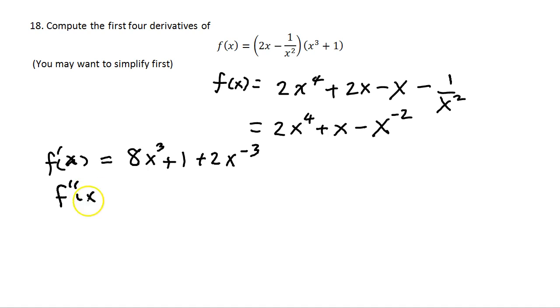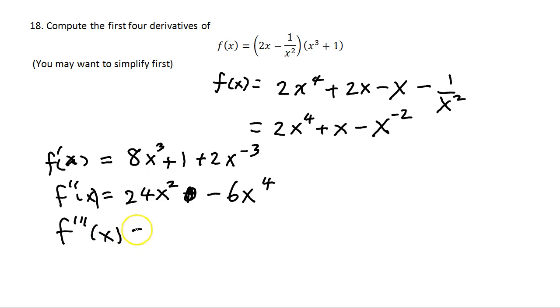f double prime of x, 3 comes down, times 8 is 24x squared. Constants just disappear. Negative 3 comes down to give you negative 6. Subtracting 1, you get that. f triple prime of x is 48x. 4 times, oh, sorry, this is negative 4. Negative 4 times negative 6 is positive 24. And negative 4 minus 1 is negative 5.